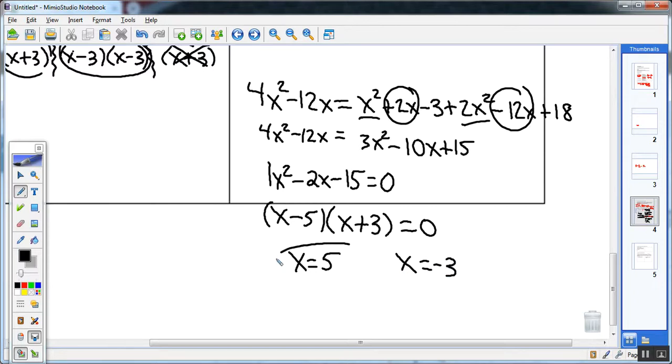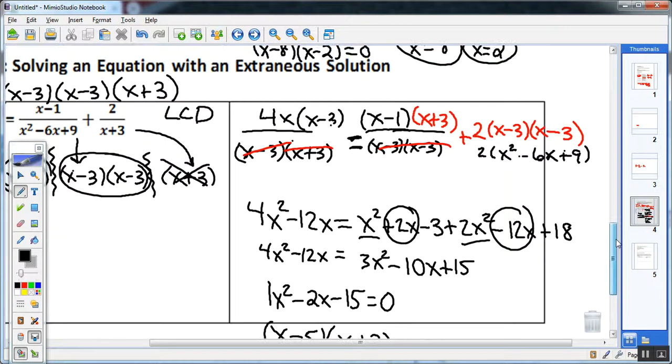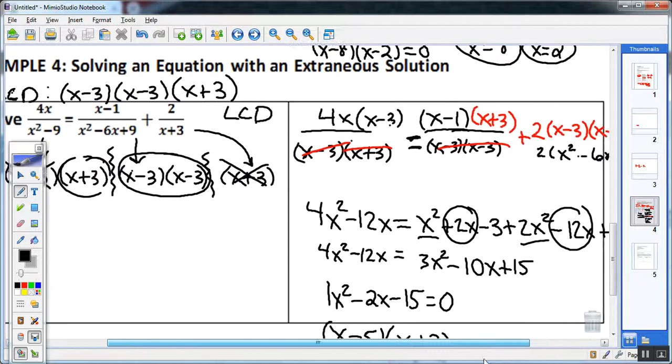Okay. Now just because I think that these are the solutions doesn't mean that we better just sit on it. What should we probably think about doing? We probably better back substitute that and see if that's truly the case. All right? Not a big deal. It's not a big deal. Go back to your original problem.